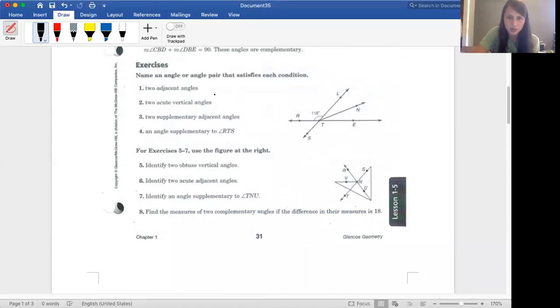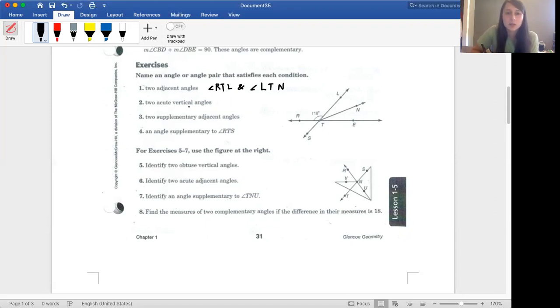So two adjacent angles. So we want two angles that are side by side. Literally any angle that's side by side would work. So I could say angle RTL and LTN. And remember, we named the angles by the points on the line and then the vertex in the middle. So you could literally do so many different ones. You could do LTN and NTE, or you could do ETS and STR. Like there's so many combinations, right, of two angles that are side by side.